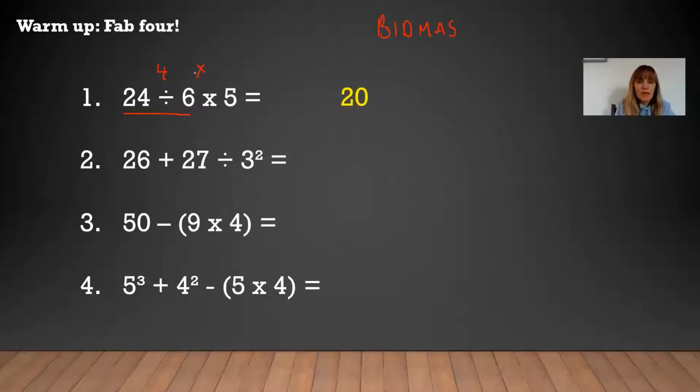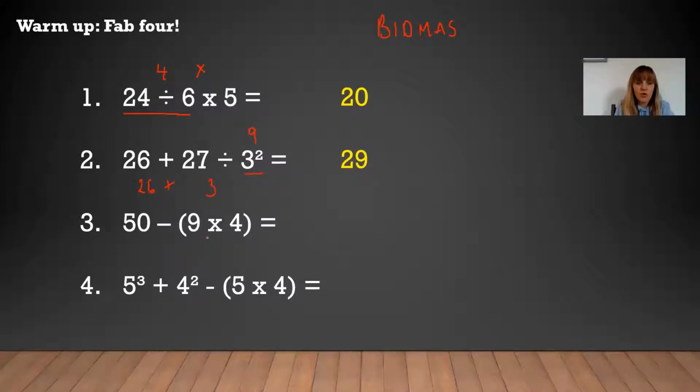Question number 2, indices comes first, doesn't it, over here? So we need to figure out what is 3 squared. Well, that is 9, 3 times 3. Now, addition or division? Well, division comes first, so we've got to do 27 divided by 9, which gives us an answer of 3. So then the final part is to add 26 to 3, which gives us an answer of 29.